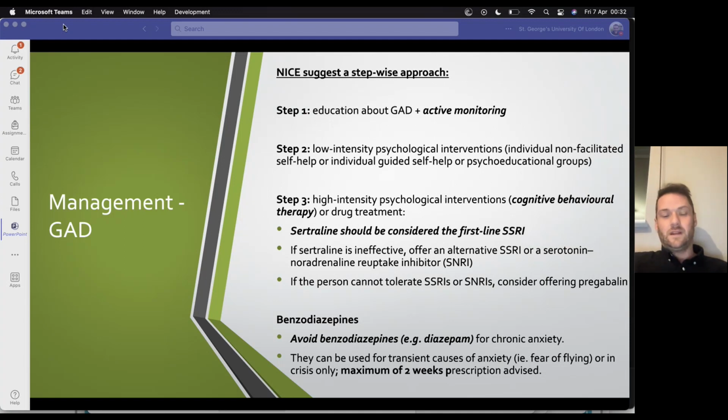Unless we're talking about epilepsy, which you will cover next year, or we're talking about a really intense situation like a huge fear of flying. A maximum of 2 weeks prescription is advised for that.